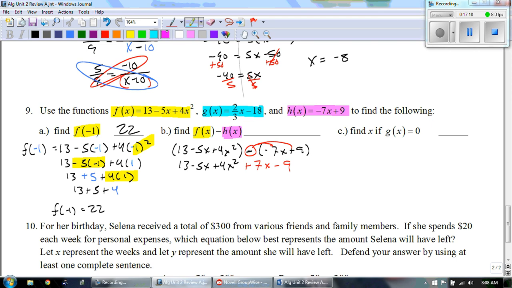Okay, so the 4x squared doesn't have a partner, so that kind of comes down by itself. After the 4x squared, I've got -5 plus 7. -5 plus 7 is positive 2x. And then last, I have 13 minus 9, and 13 minus 9 is 4. So my final answer would be 4x squared plus 2x plus 4.